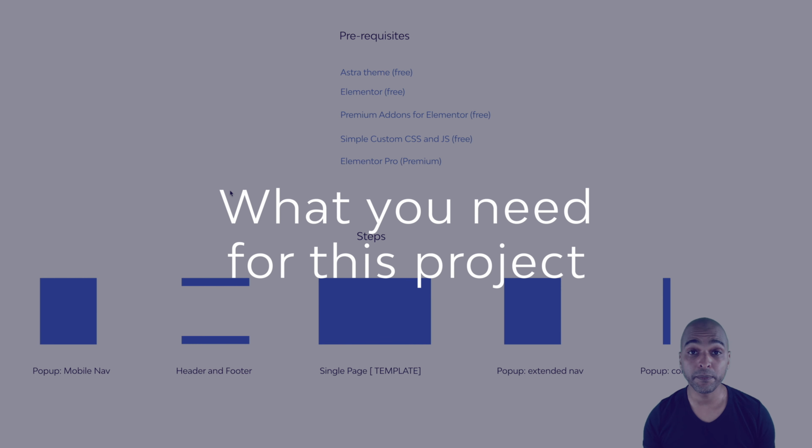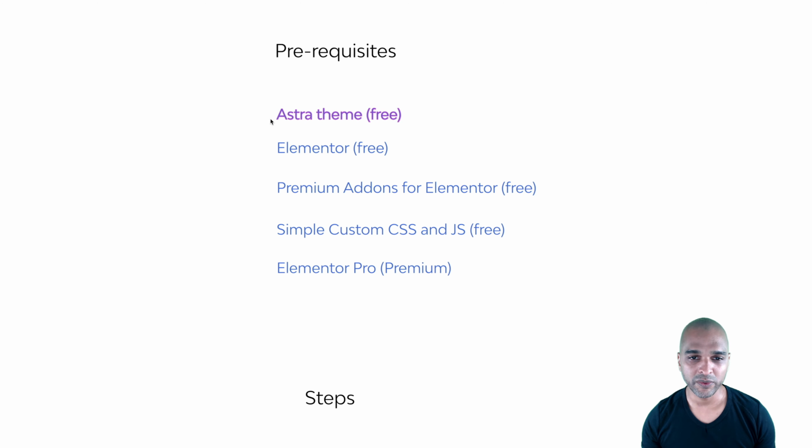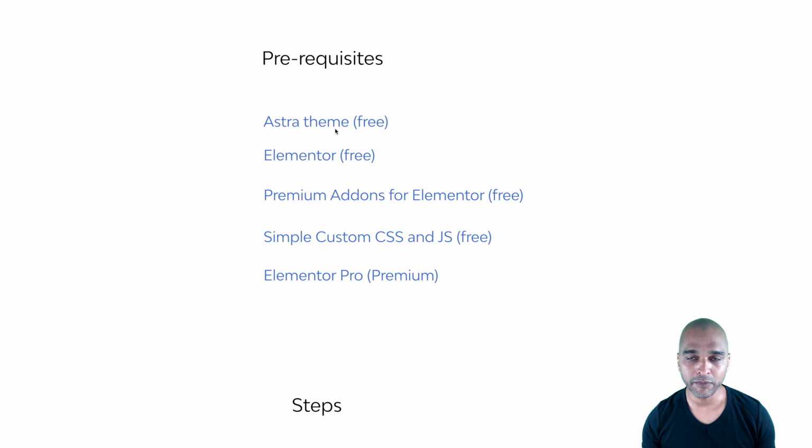So what do you need to complete this tutorial? Well, first we have some prerequisites. You need to use the Astra theme. The free version is fine. Same for Elementor free, although we need the pro, but we'll come to that in a moment. You also need to download and install premium add-ons for Elementor, the free version, and simple custom CSS and JS, the free version also. And you need Elementor Pro, which is a premium tool.